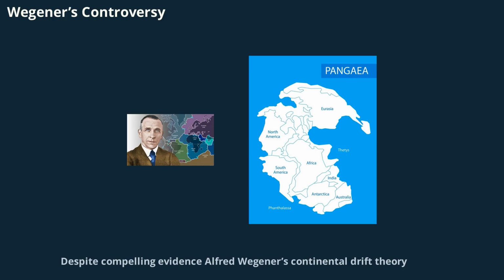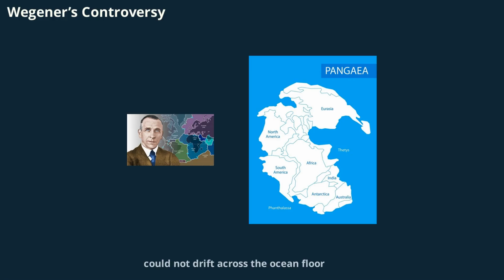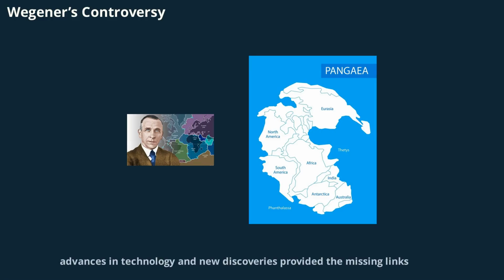Despite compelling evidence, Alfred Wegener's continental drift theory faced skepticism from the scientific community. One major reason was the lack of a clear mechanism explaining how continents could move. At the time, geologists believed continents were fixed and could not drift across the ocean floor. Wegener's ideas challenged established views, and it took decades for the theory to gain acceptance. Eventually, advances in technology and new discoveries provided the missing links, paving the way for the plate tectonics theory.